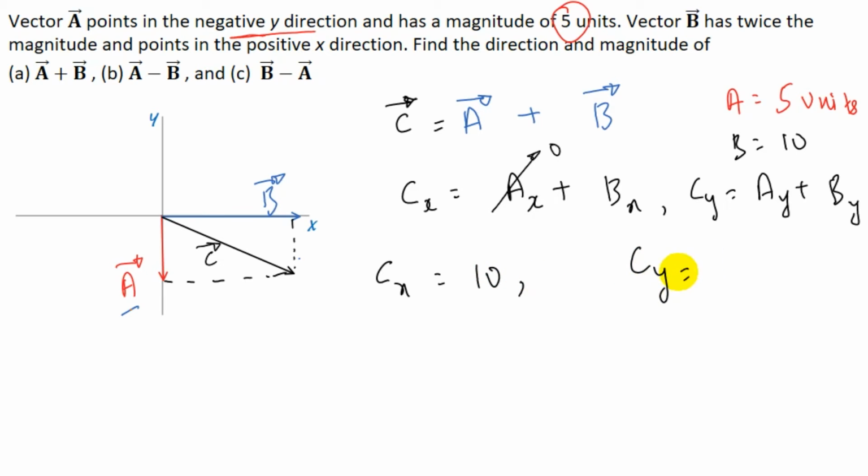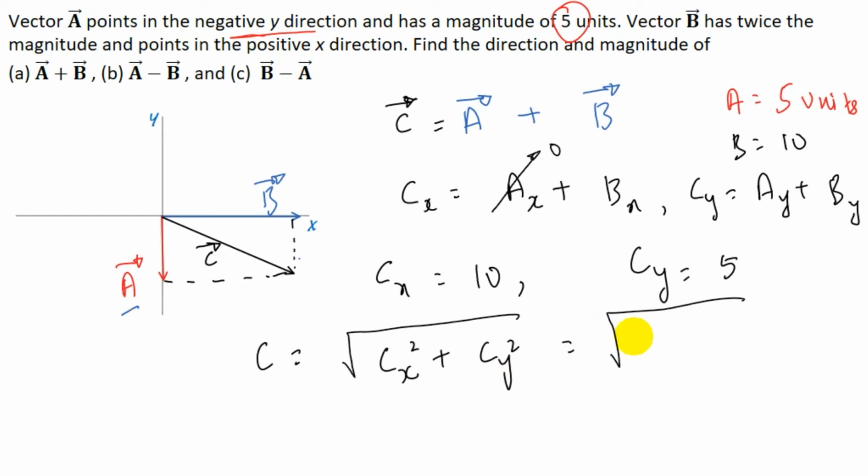Similarly, we'll get Cy to be 5 because By is 0 and Ay is nothing but A, which is 5. So it's simple now. The magnitude would be the square root of Cx squared plus Cy squared. So we'll get the square root of 10 squared plus 5 squared. Actually this should be negative 5 because it points along the negative y direction, but when you square it, you'll get a positive number. On solving this, we'll get nearly 11 units. So this would be the magnitude.